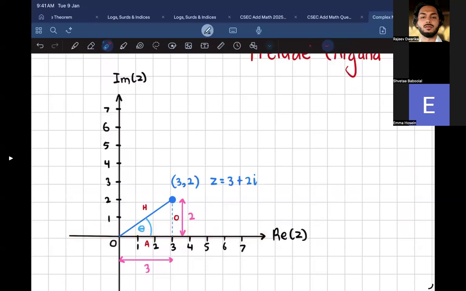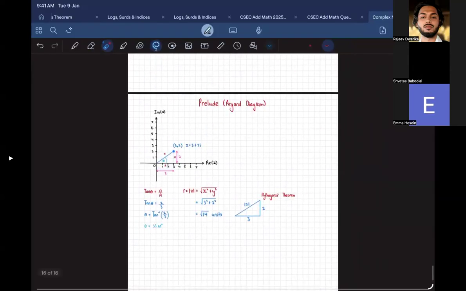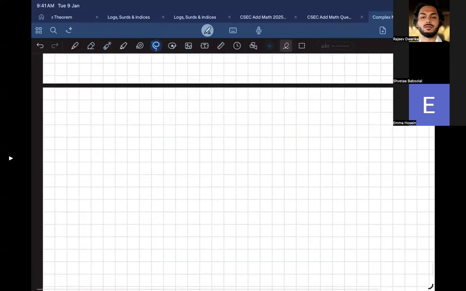So what's the angle from the real axis to the complex number? I feel like some people confuse this. I'm going to run this through from scratch.